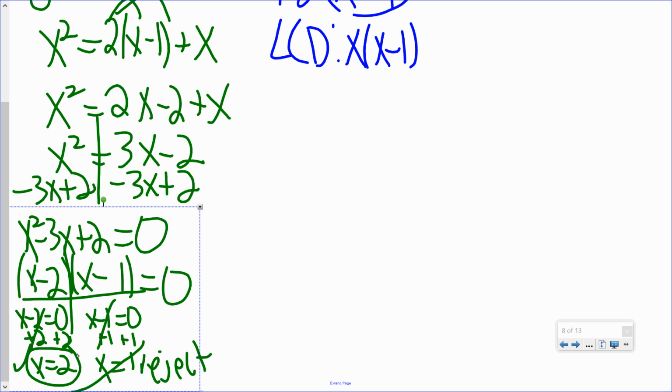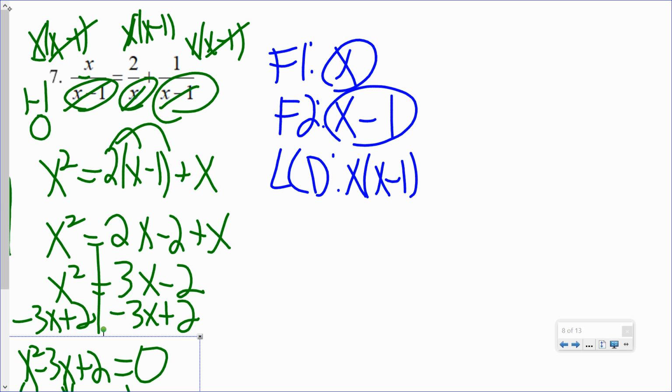Again, it's a solution that we got. We did the right math, but it doesn't check out, because in a fractional equation, you cannot have a 0 in the denominator. You can do a full check. If you did a full check with the 1, you would have gotten an error. But all you have to do is just check to see if the denominator is equal to 0.